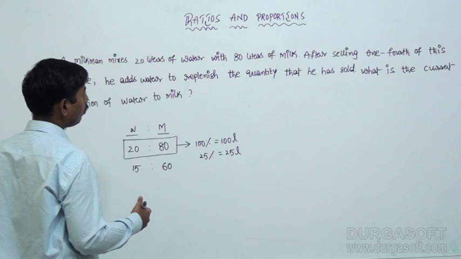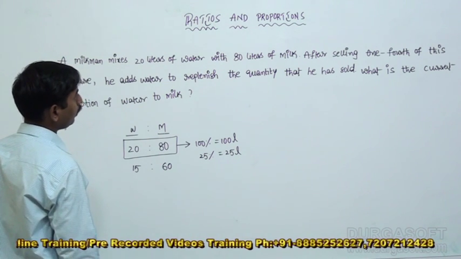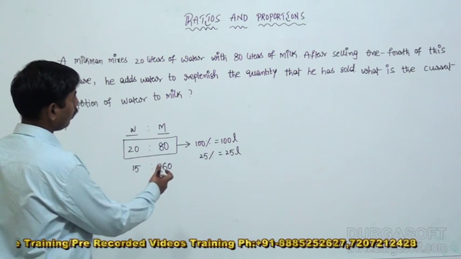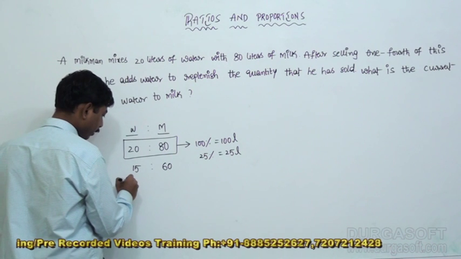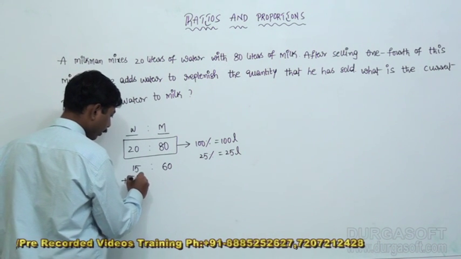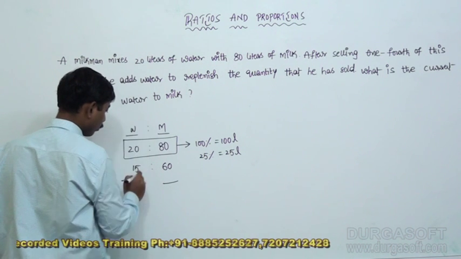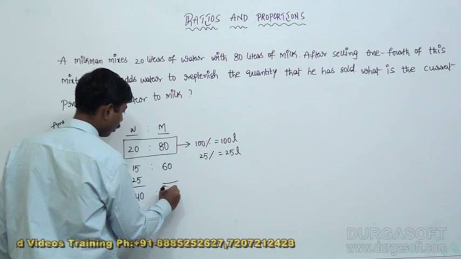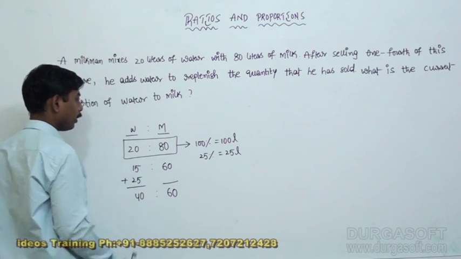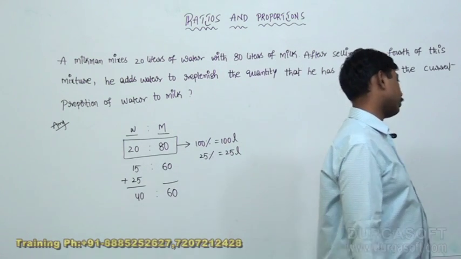And right now we are replacing the 25 liters of quantity that we have sold with water. If you add the 25 liters of water into the final mixture, what would the water quantity be? 40 liters. And what about the milk? Milk is as it is, whatever is remaining after selling 1/4 of the quantity, that is 60.